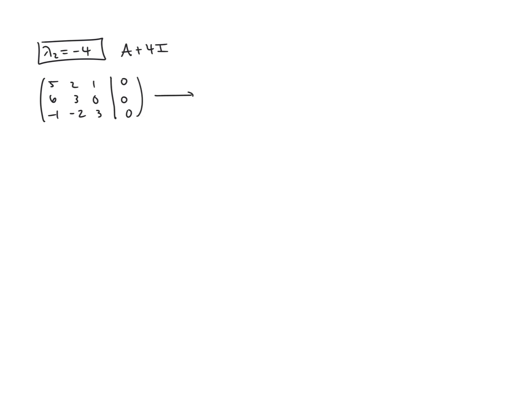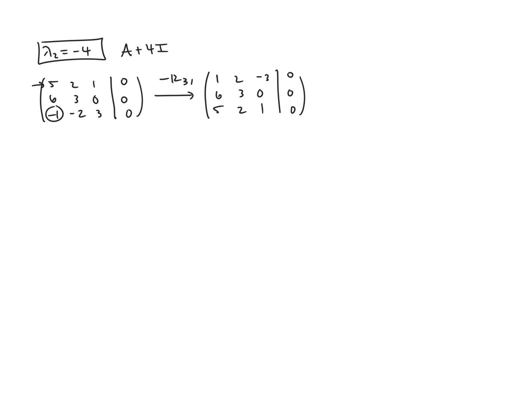So what I'm going to do is I want to switch rows 3 and 1 so that I end up with a 1 in the first row. And at the same time, though, I'm going to multiply by a negative 1 so that instead of negative 1, negative 2, 3, I just have 1, 2, negative 3. So I did kind of 2 steps in 1. Second row, I'm going to keep the same. And then I have 5, 2, 1.